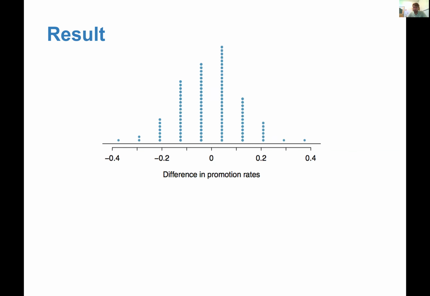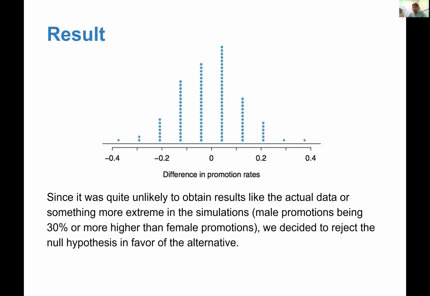Then we had a bunch of simulations. Since it seemed really unlikely to get results as different as the actual results, we rejected the null hypothesis. And so we can say there's significant evidence to show that there was gender discrimination in regards to that study in the 70s. Okay, so let's recap.